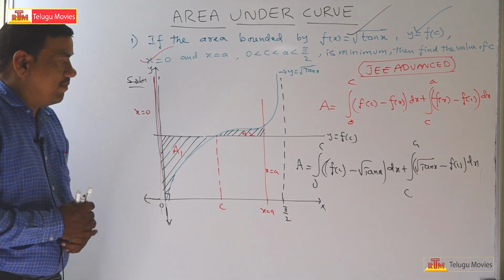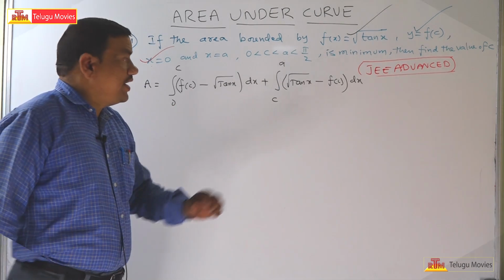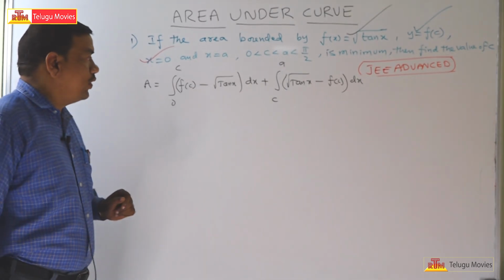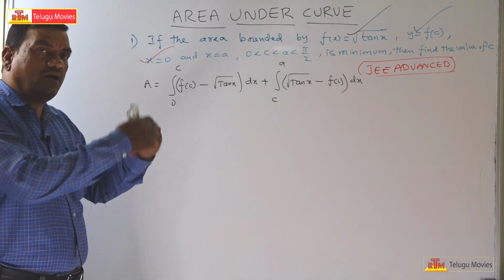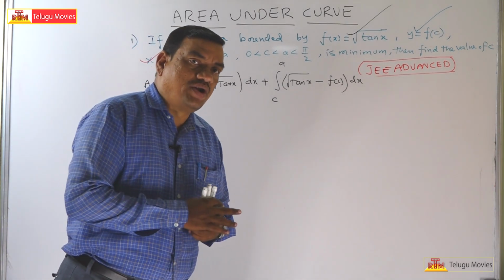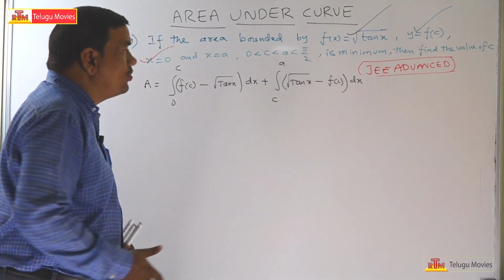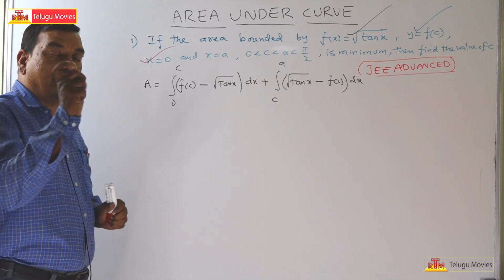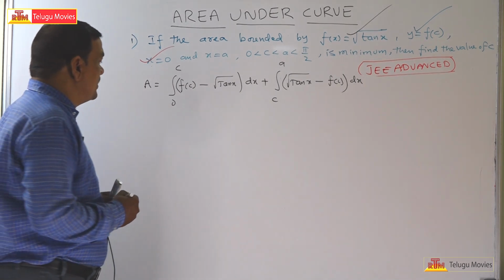Let us see one by one. So here we got an expression in A. Now that diagram part is completed. Now we have to find out the value of c so that A, the area, is minimum. So let us calculate this.